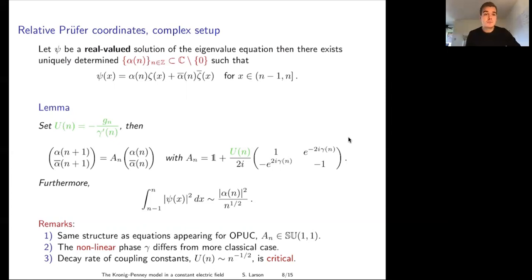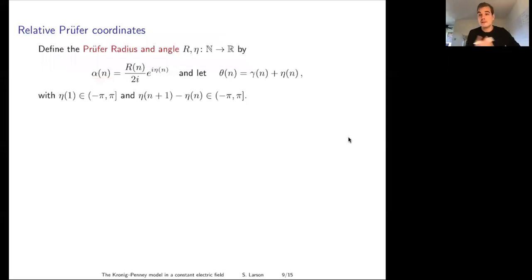Okay. So these equations look similar to the standard ones. So we do the same trick as you do in the standard theory. You pass from this complex formulation to a formulation in just terms of real numbers. And the way you do that is you represent your alphas in polar coordinates. So we have some modulus r, which is a positive function. We divide by 2i to make some of the expressions nicer. And we have a phase eta. So we're going to write these equations that we had for alpha in terms of r and eta. For simplicity of notation, I also introduced theta here as this overall phase, gamma plus eta, this Prüfer angle phase.